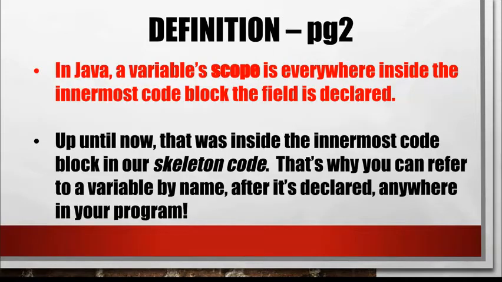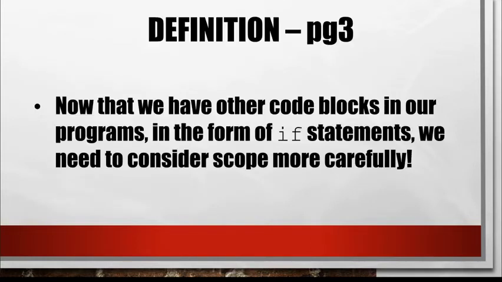different program. In Java, a variable's scope is everywhere inside the innermost code block that the field is declared. Up until now, that was inside the innermost code block of our skeleton code. That's why you can refer to a variable by name after it's declared anywhere in your program. However, now that we have other code blocks in our program in the form of if statements, we need to consider scope more carefully.